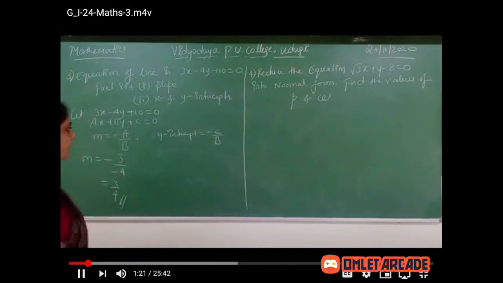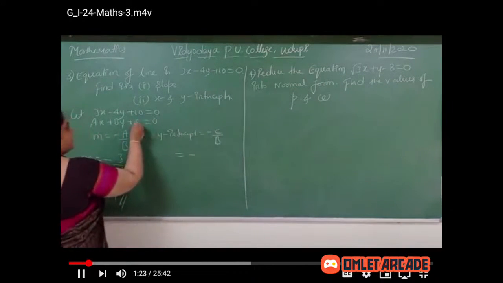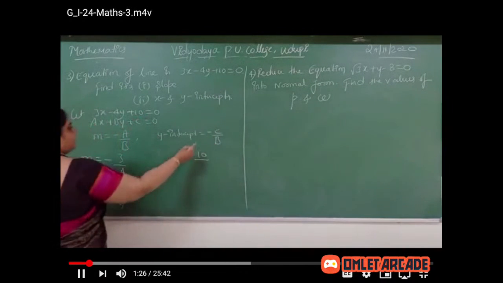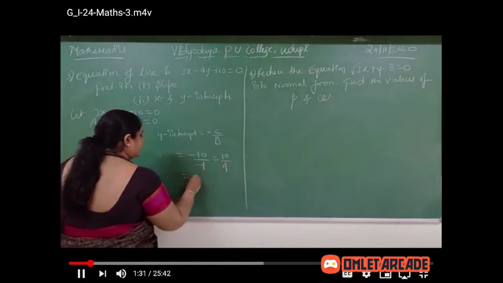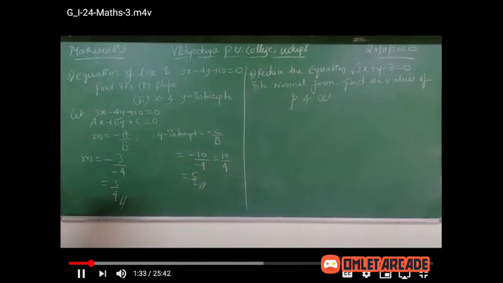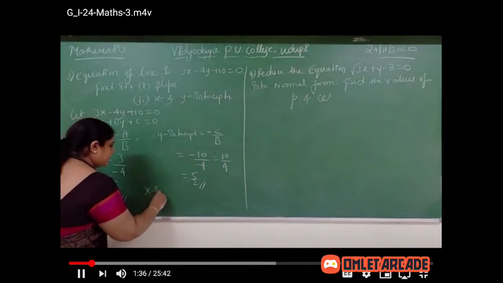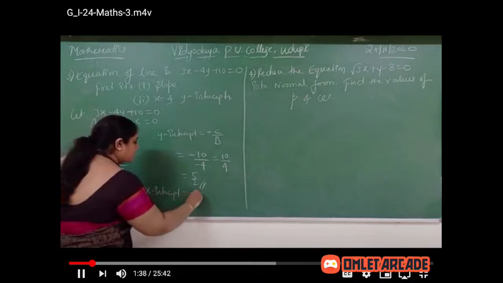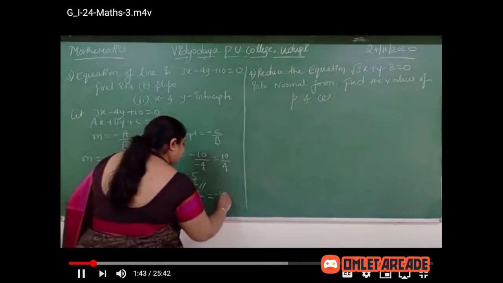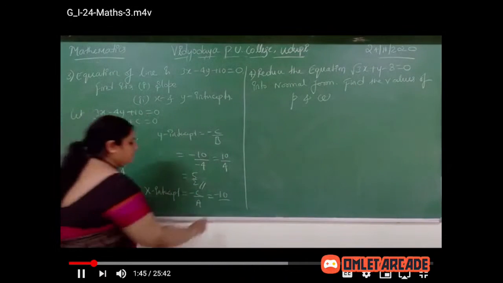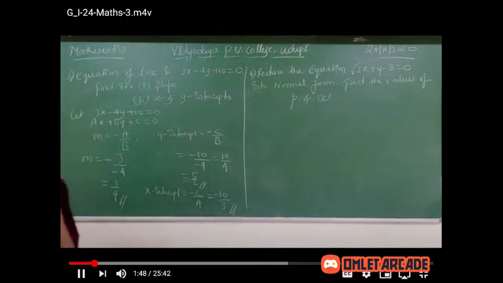This is the y-intercept formula, which is equal to minus c by b. C value is 10 divided by b value is -4. So 10 by 4, is it 5 by 2? This is the y-intercept. Similarly, the x-intercept formula is minus c by a. Minus c is 10 again, divided by a is 3. So this is the x-intercept, y-intercept and slope for this equation, isn't it?